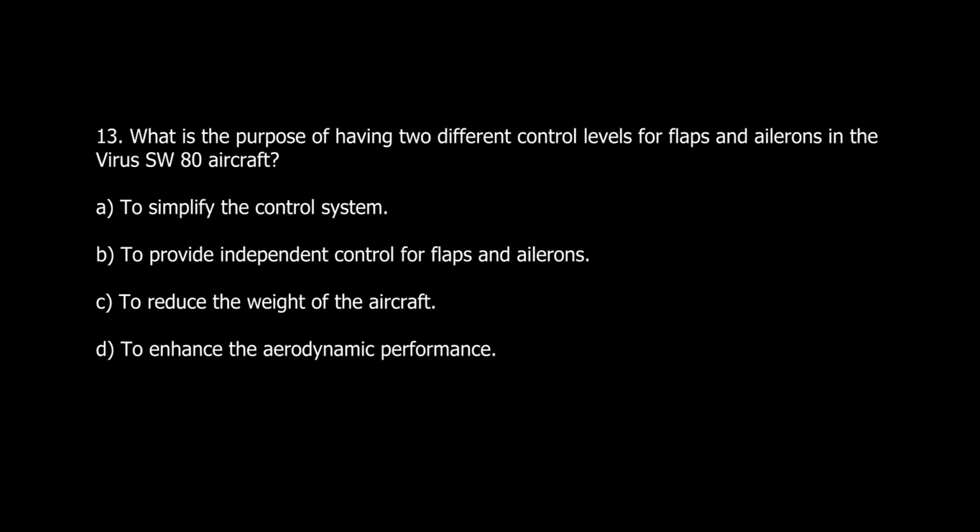Question number 13. What is the purpose of having two different control levers for flaps and ailerons in the Virus SW-80 aircraft? A. To simplify the control system. B. To provide independent control for flaps and ailerons. C. To reduce the weight of the aircraft. D. To enhance the aerodynamic performance.